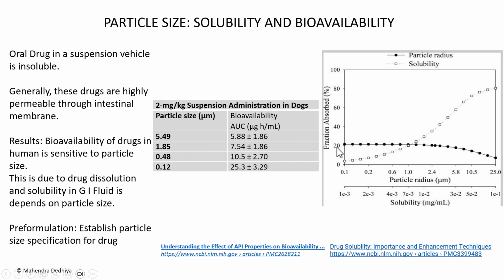So fraction of a drug absorbed versus solubility and particle size are shown here. As solubility increases, fraction of drug absorbed increases. As particle size increases, fraction of drug absorbed decreases. Based on this information, scientists can then select the particle size that would provide appropriate bioavailability.